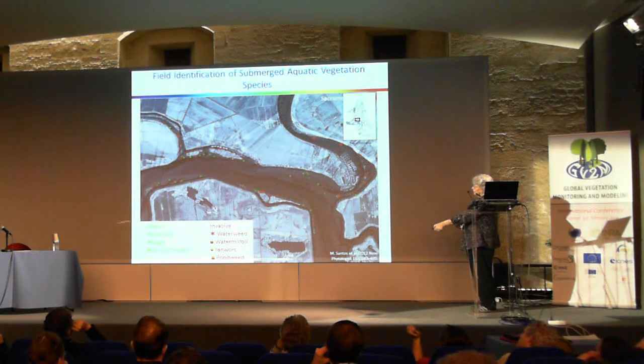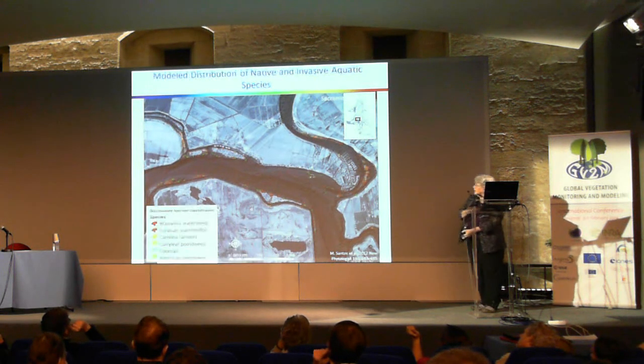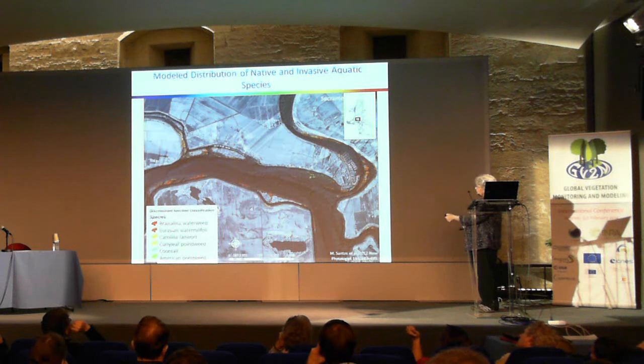And here's an example from the field work. This is a little section of the Sacramento Delta where both the native and the invasive ones were present. And you can see where some of our field data was, and then the modeled relationship for these species.